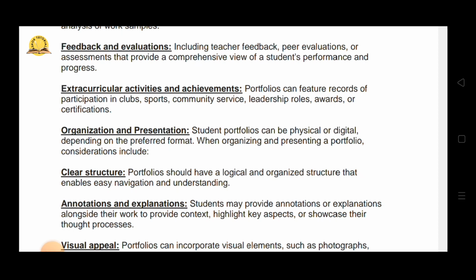Now, extracurricular activities and achievements. Portfolio can feature record of participation of clubs, sports, community service, leadership roles, awards, or certificates. So extracurricular activities and achievements. See, before, in olden times in school, we had only academics, no co-curricular activities. But now in every school we have co-curricular activities, because everyone is not interested in only academics.